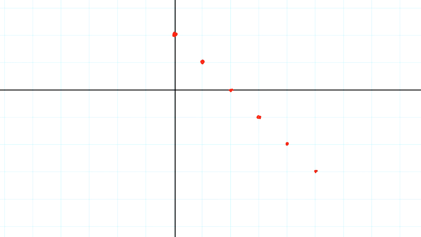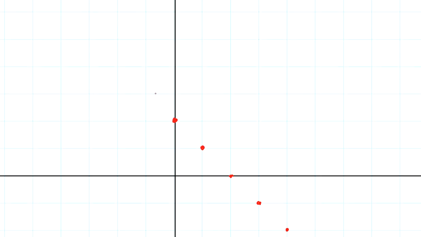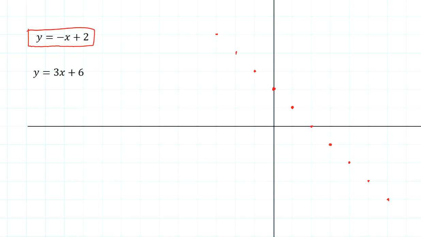By the way, down 1, forward 1 is the same as going up 1 and back 1. So this would be the same line continuing in the other direction. So that's our first line, right? The opposite of x, plus 2. The other line has a y-intercept way up at +6 and a slope of 3.